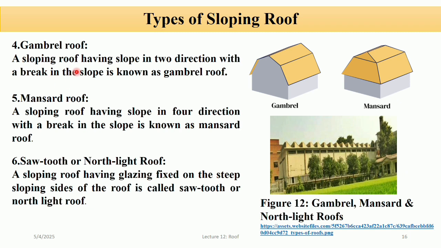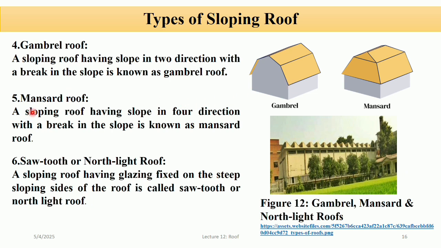Gambrel roof: a sloping roof having slopes in two directions with a break in the slope is known as a gambrel roof. You can see in the figure, this is a gambrel roof. It resembles a barn roof and provides more headroom on the upper floor, and is commonly seen in barns, warehouses, and colonial style houses. The advantages of a gambrel roof are that it offers more space in the attic or upper floor, and it is good for areas with moderate snow or rain.